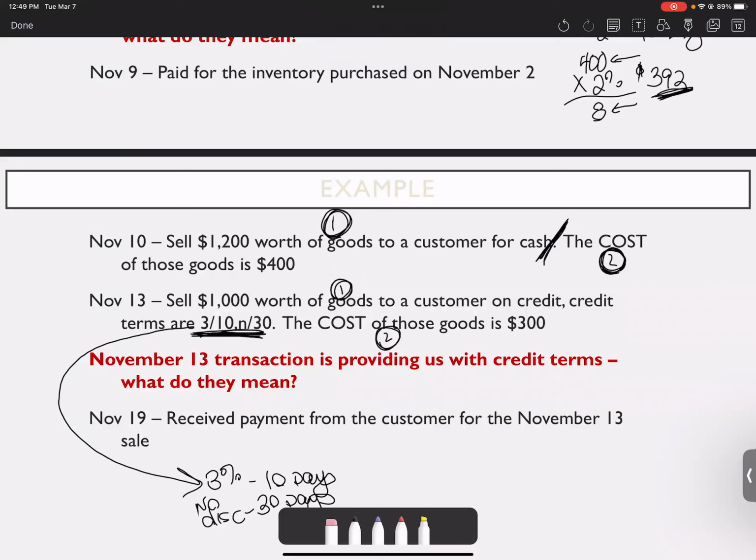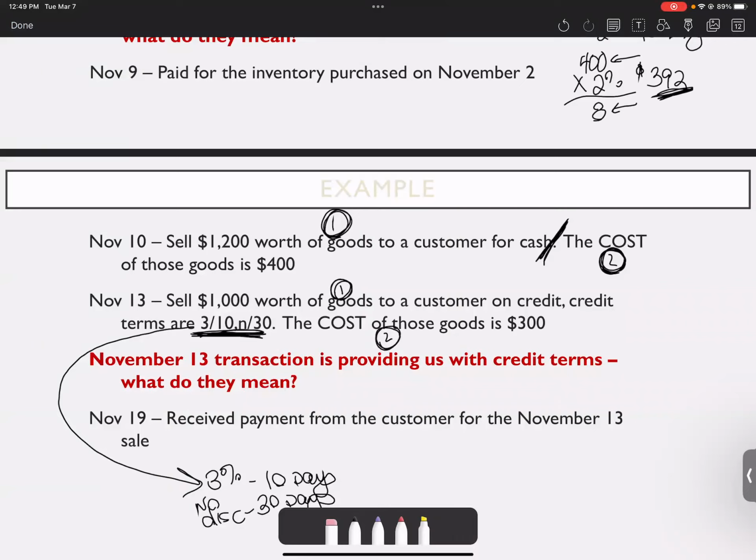So these are now credit terms that we're giving. We're giving our customer the opportunity to get a discount on what they're buying from us, right? A little bit different than what we talked about before, where we were getting the discount. Now we're giving the discount, okay? So we have to think about what that's going to mean when it comes to receiving payment from that customer.